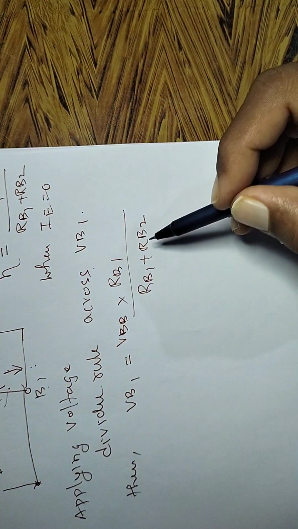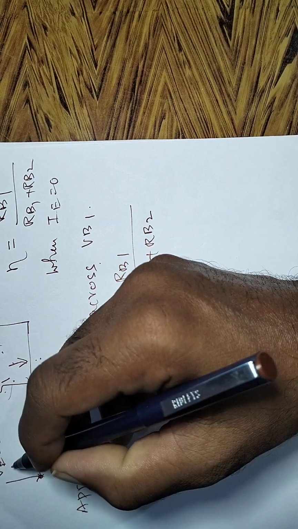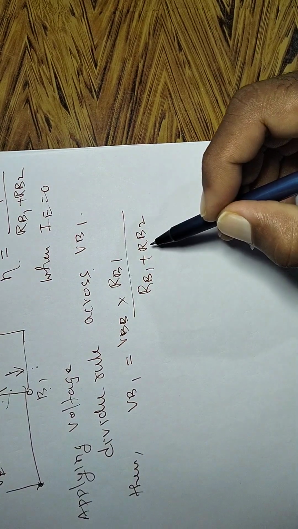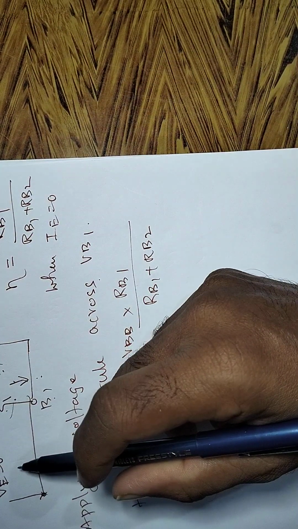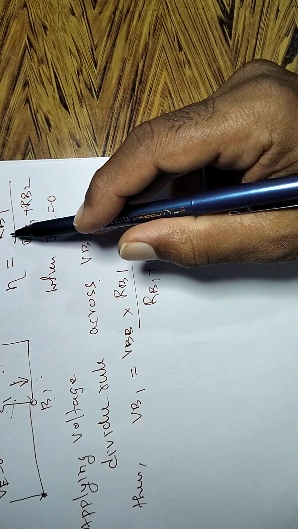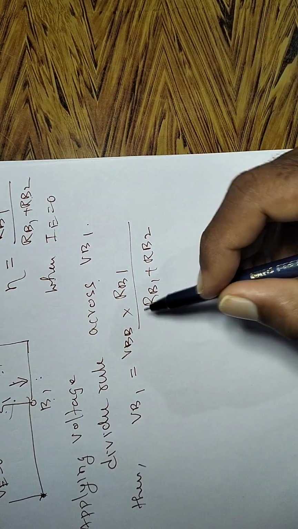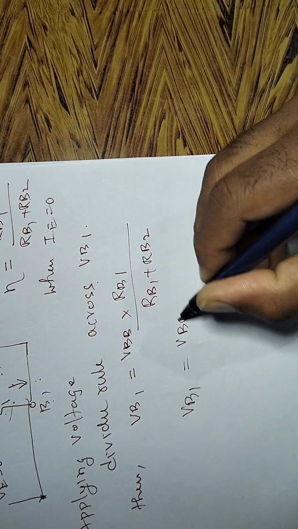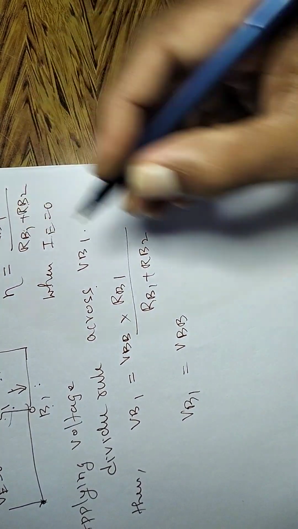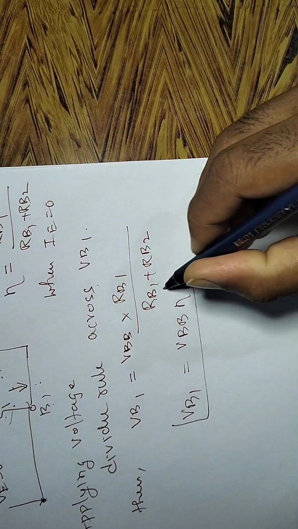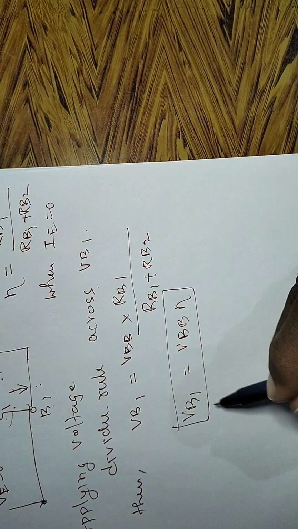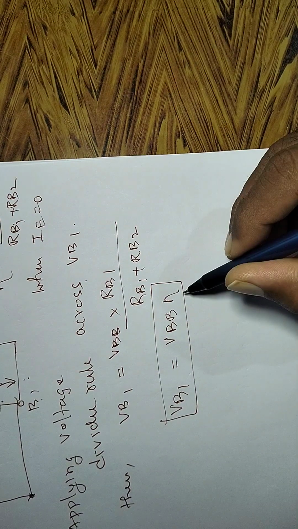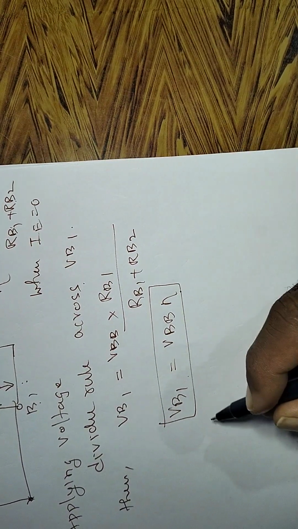It's all about calculating, when VE equals 0, what is the drop across here? For that purpose only we are applying the voltage divider rule. Now when the current equals 0, what is the expression for eta? That is RB1 by RB1 plus RB2. Now from this expression, VB1 equals VBB into eta. So this is the expression for VB1, the drop across here: VBB into the eta value.